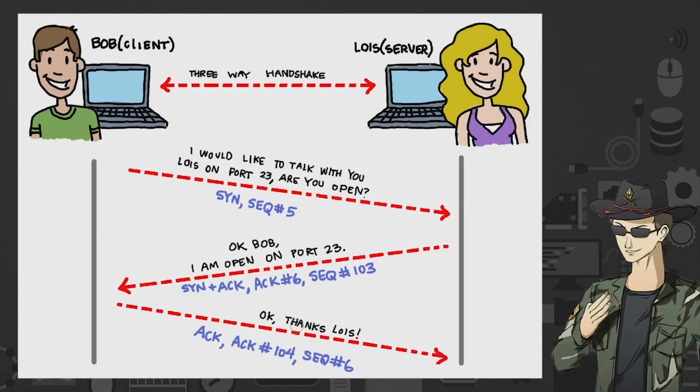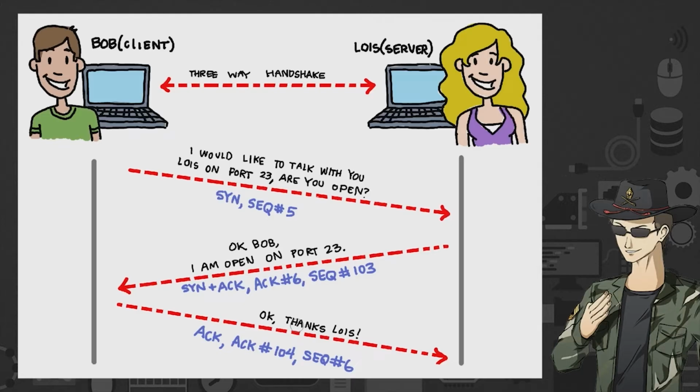Now, in our example here, Bob is going to go and contact the server that Lois has. And say, I would like to talk with Lois on port 23. Are you open? And this is going to be a SYN flag. We'll go more into these different types of flags in just a little bit. But it's going to have a sequence number of 5 on it, noting where we can find this in the actual stream itself. And then the server reports back saying, okay, Bob, I am open on port 23.